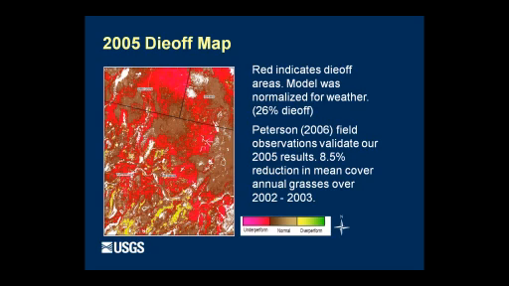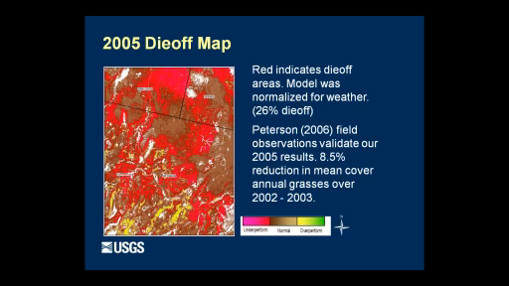I was reading one of Eric Peterson's publications, and he talked about how in 2005 he had field teams out in the field and they revisited 30 areas that they had visited in 2002 and or 2003, and they found in 2005 that in those 30 areas there was an 8.5% reduction in mean cover of annual grasses, where most annual grasses are cheatgrass. They found that 8.5% reduction in 2005 cheatgrass or annual grass than there was in 2002 and or 2003. So we felt better about this.